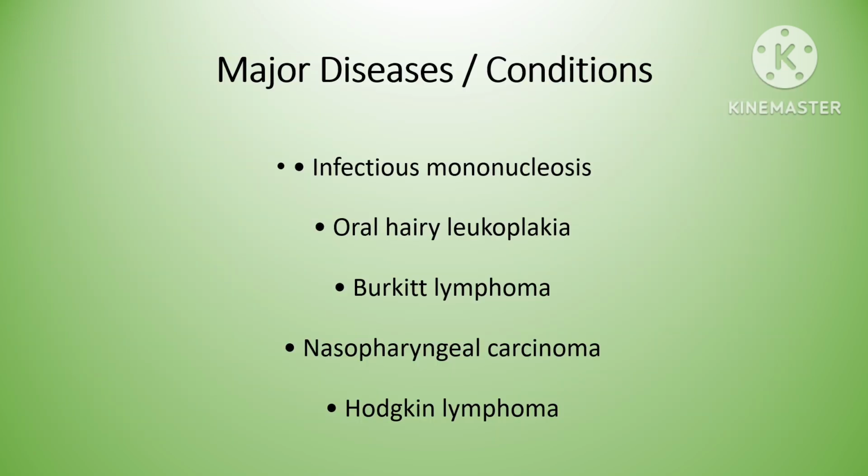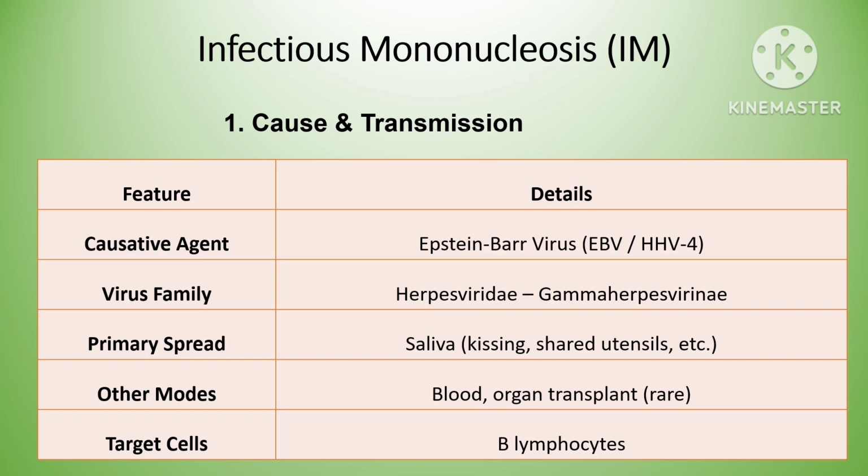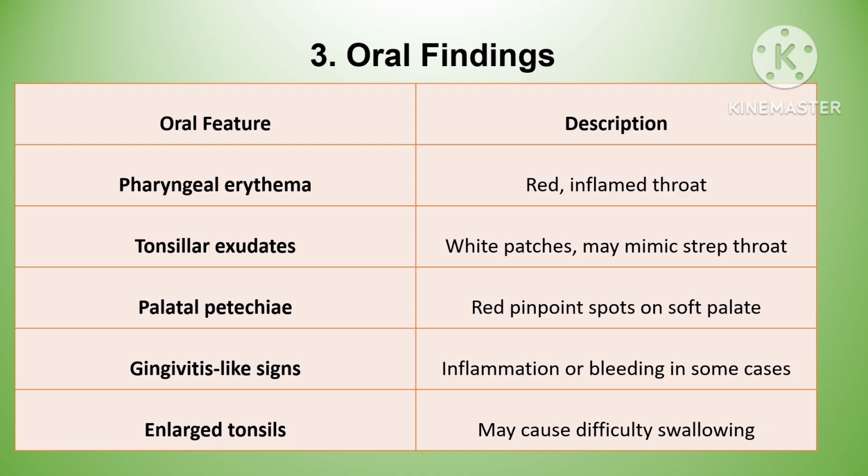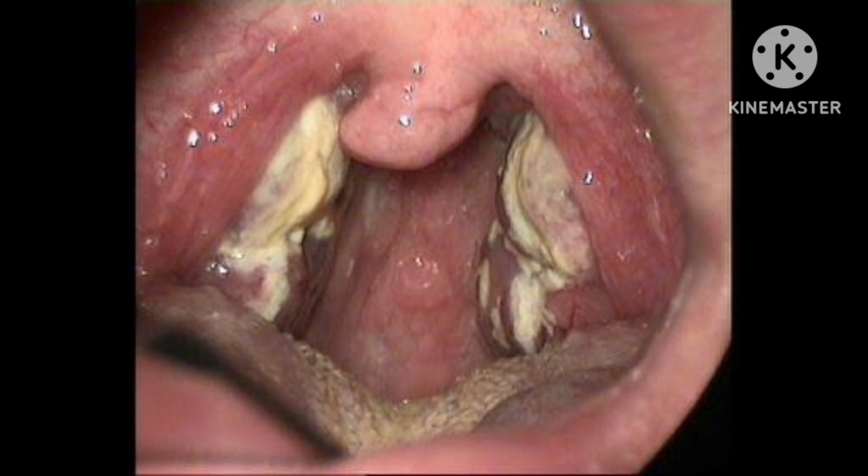sore throat, swollen neck glands, and an enlarged spleen. A skin rash may occur after taking ampicillin. Oral signs include a red, inflamed throat with white patches on the tonsils and palatal petechiae. And in some cases, gingival bleeding or NUG-like symptoms may appear.